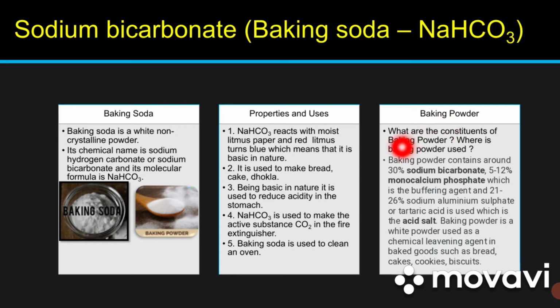Baking powder. What are the constituents of baking powder? Where is baking powder used? Baking powder contains around 30% sodium bicarbonate, 5 to 12% monocalcium phosphate, which is the buffering agent, and 21 to 26% sodium aluminum sulfate or tartaric acid, which is the acid salt. Baking powder is a white powder used as a chemical leavening agent in baked goods such as bread, cakes, cookies, biscuits.